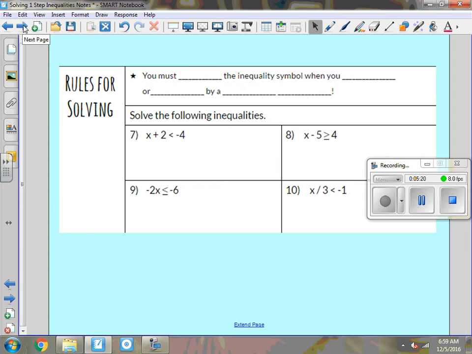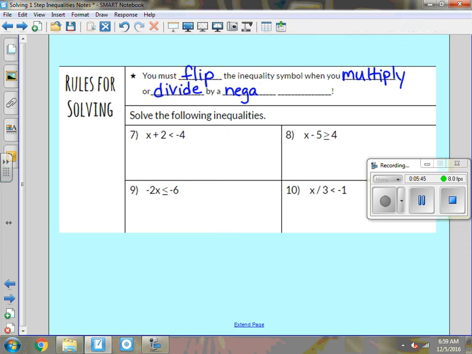So now let's go over rules for solving. When we solve for inequalities, it's very similar to how we solve for equations. The only thing that we have to be careful of is this little star here. You must flip the inequality symbol when you multiply or divide by a negative number.